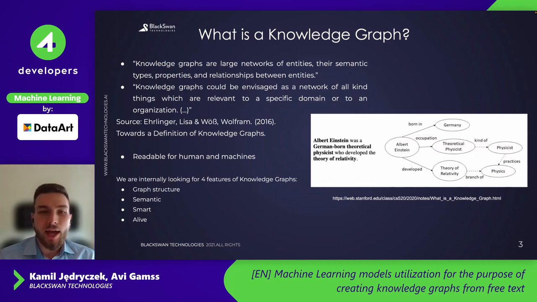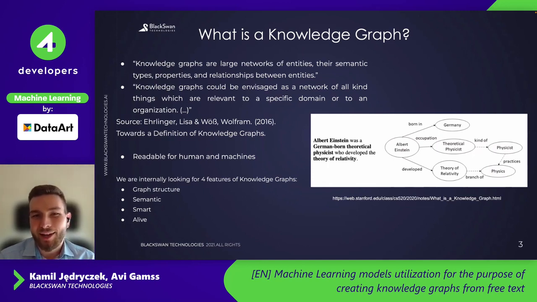between entities. And I would like to highlight especially the entities from this definition, semantic type, or generally speaking, semantic meaning, which is also part of our job here, and the relationship between those entities. The second definition is: a knowledge graph could be envisaged as a network of all kinds of things which are relevant to a specific domain or to an organization.